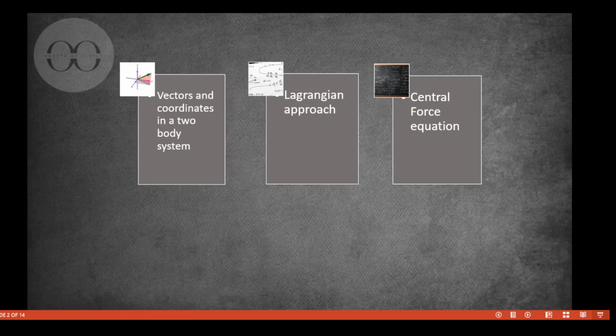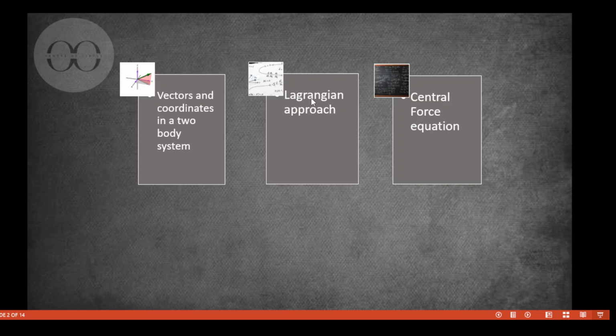In this topic, we will build up some relations between the coordinate system and the position vectors of the objects in a two-body system. But at first, we will set up our coordinate system and then we will build up these relations.